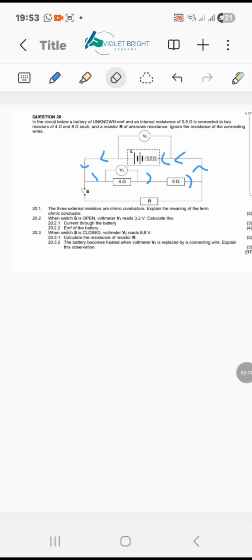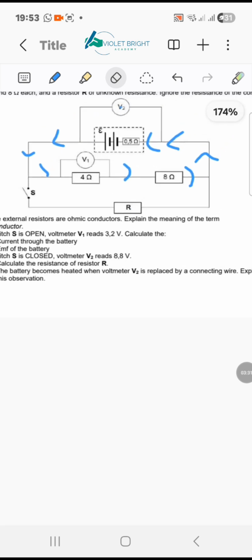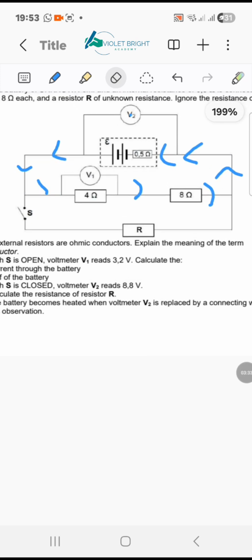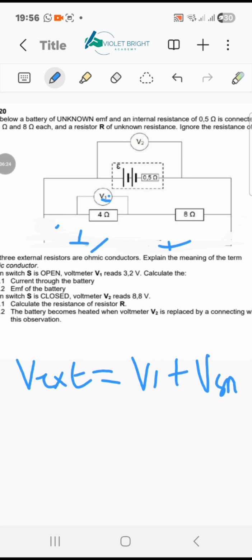Now they tell us the second question. When switch S is opened, voltmeter 1 reads 3.2 volts. Let's firstly understand this. When switch S is opened, at the top we do not have any other switch except for switch S. So if the current is flowing in the external circuit, the voltmeter 1 reading is this voltmeter here. We have to find the total current.